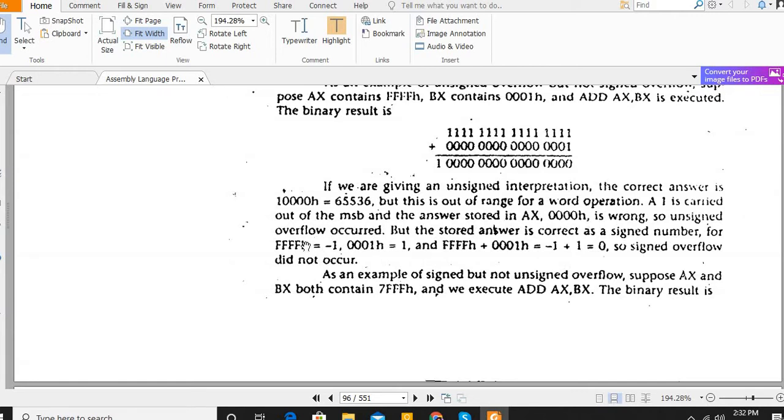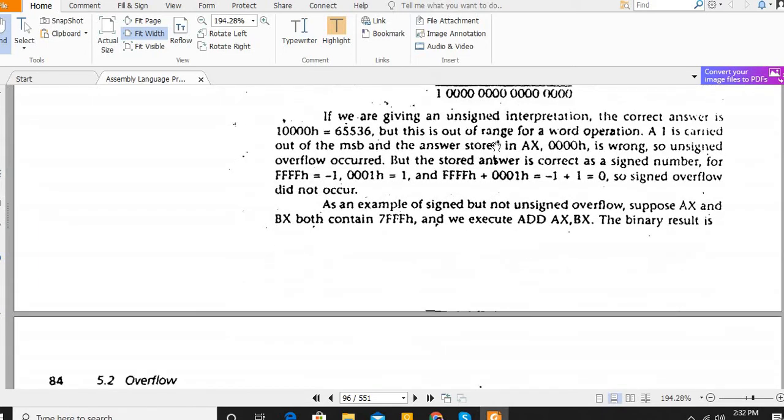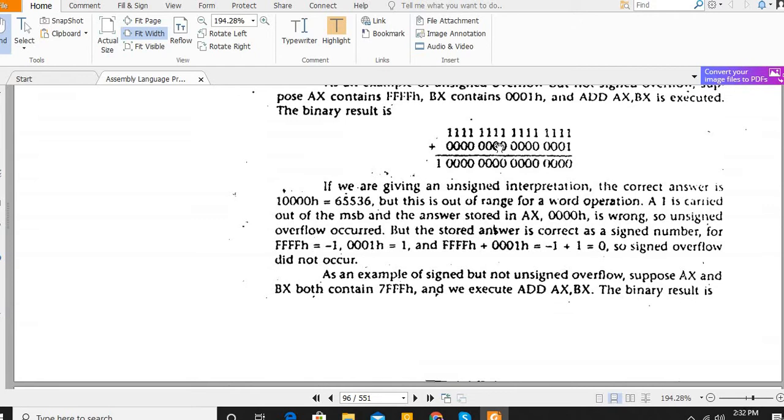Unsigned overflow occurred here. Looking at the stored value as a signed number, FFFFH is -1 when represented in the signed way, and 0001 is 1, so -1 plus 1 gives a result of 0. So signed overflow did not occur, but unsigned overflow occurred in this particular situation.